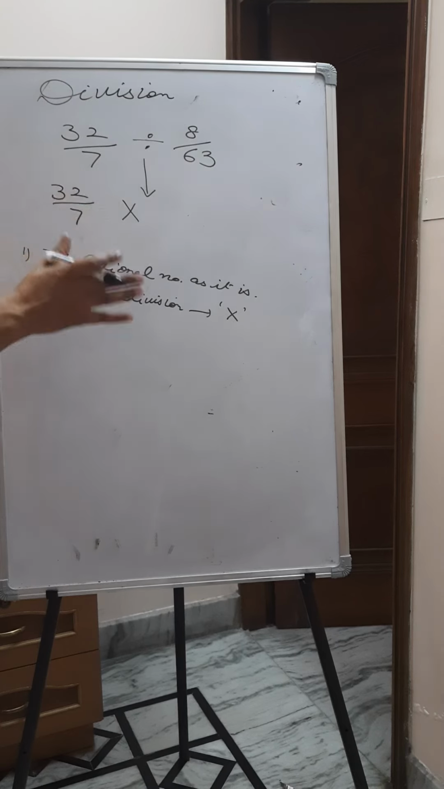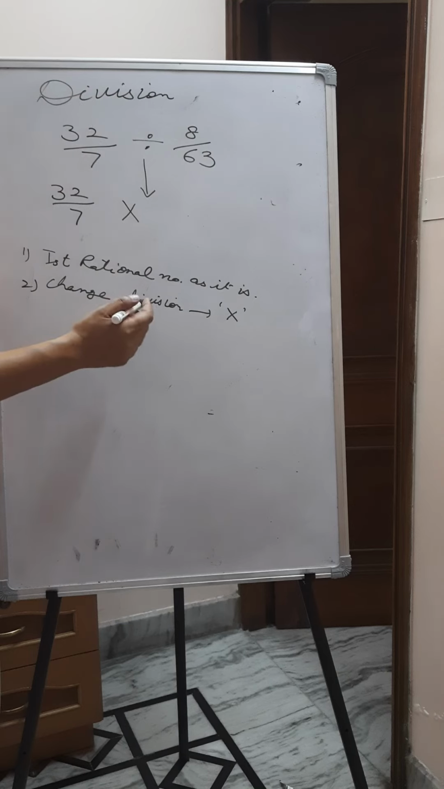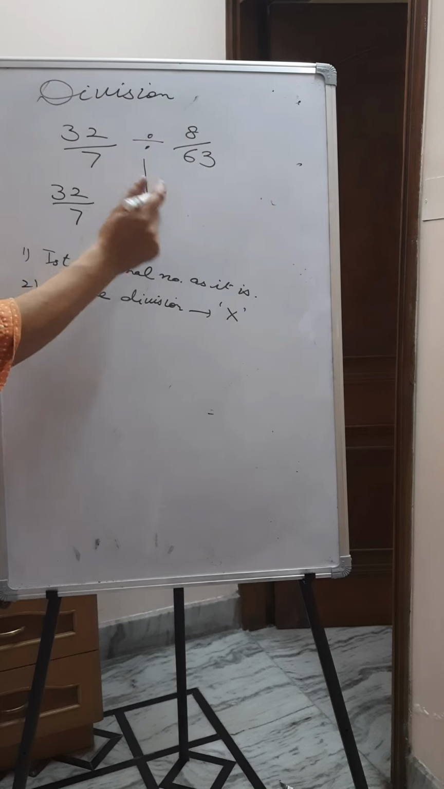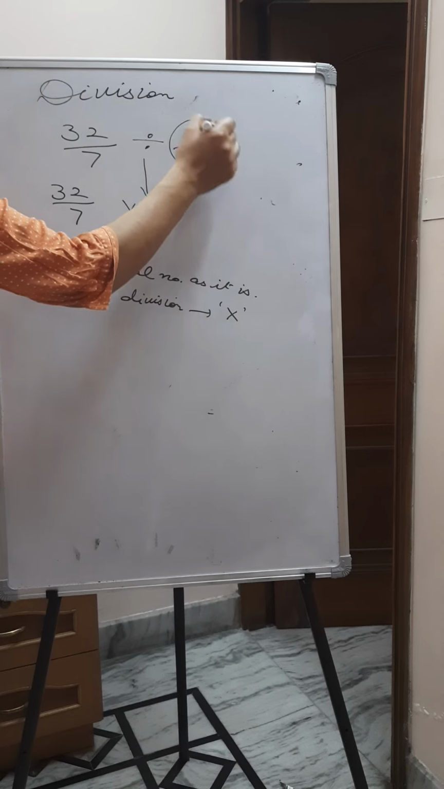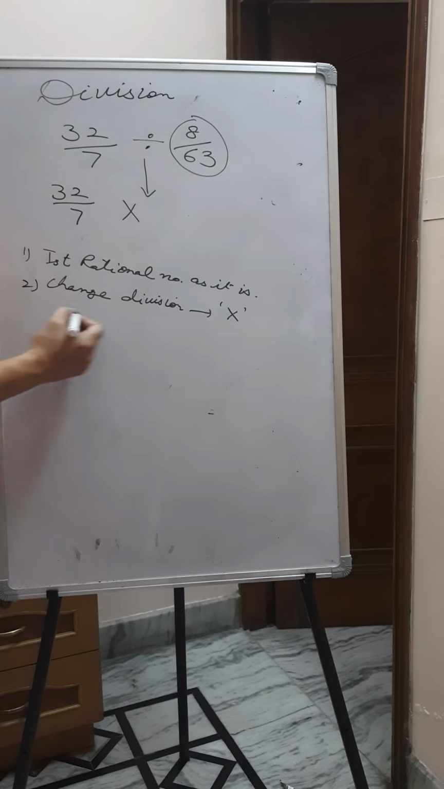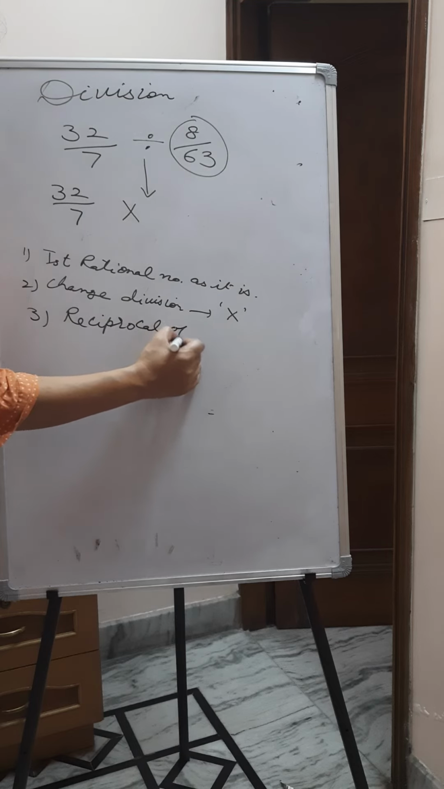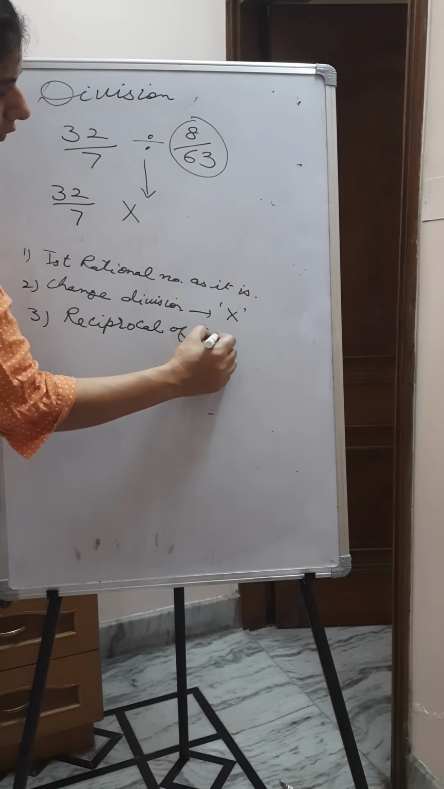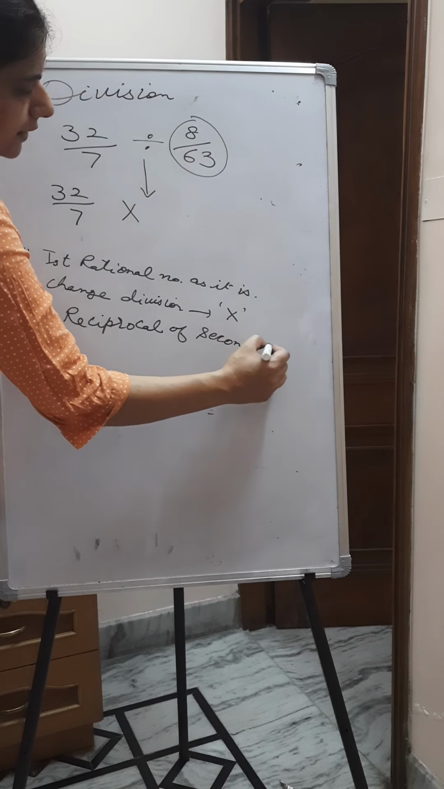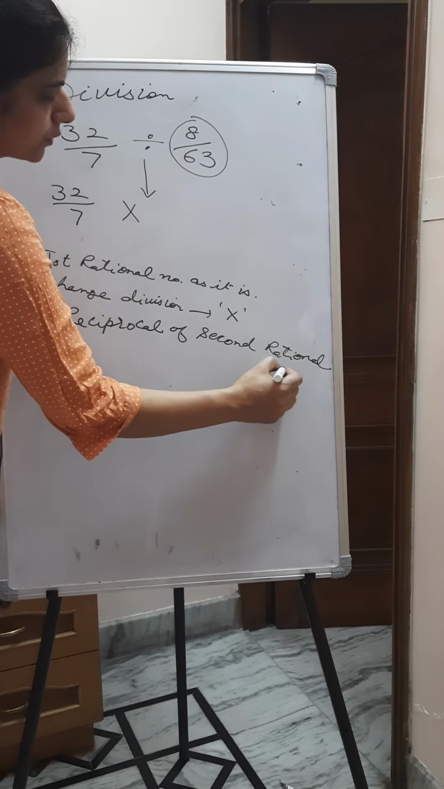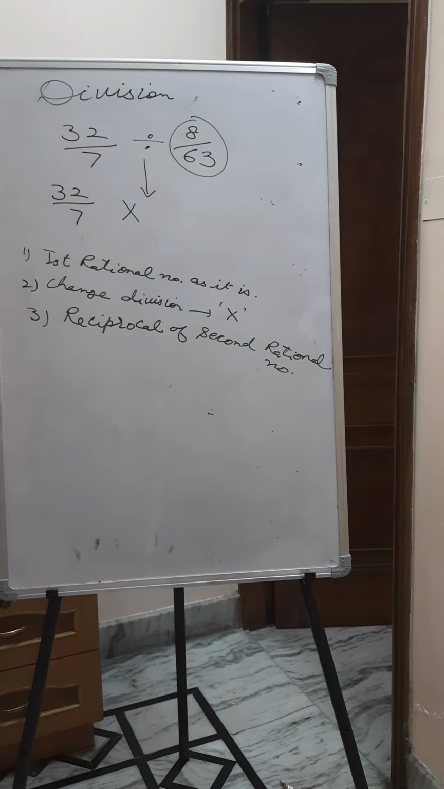And third, the one and the most important thing, while you are changing division to multiplication, reciprocal this term. Take the reciprocal of the second rational number.